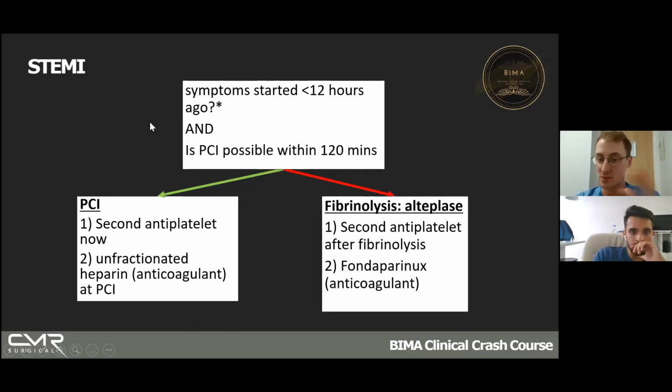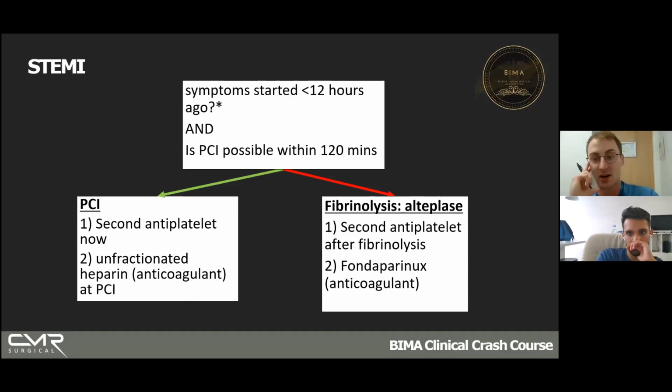If you've missed the 12-hour window, or you can't get to PCI within 2 hours, you can then do what's called fibrinolysis. So this is a drug given to break down the clot called alteplase. This is given in strokes as well. And it's basically the similar principle to PCI, but just with drugs. It's less effective than PCI, and the bleeding risk is higher, which is why we don't do it very much.